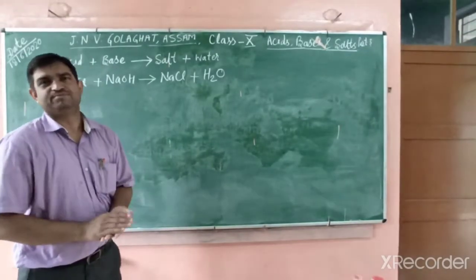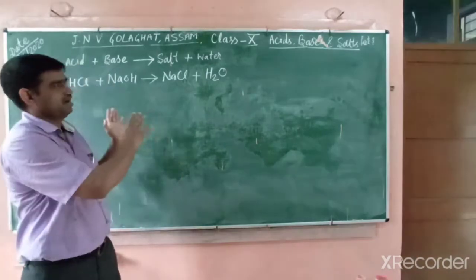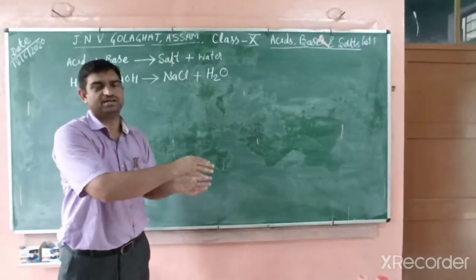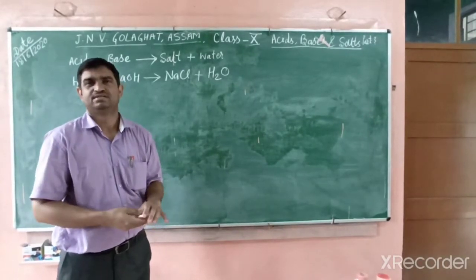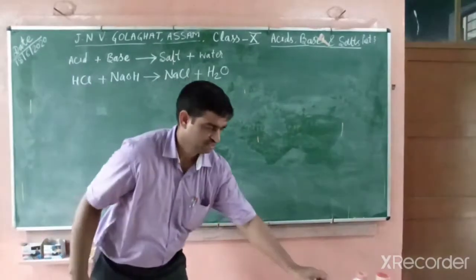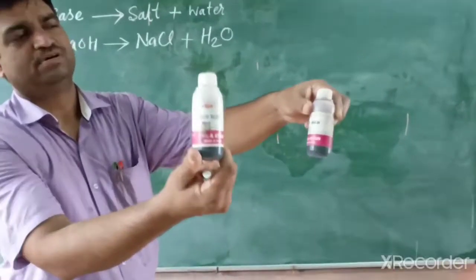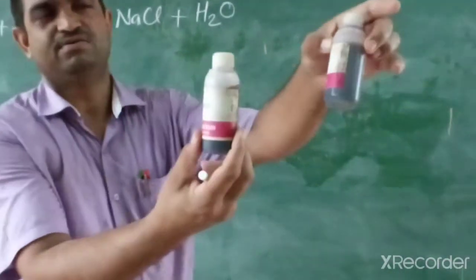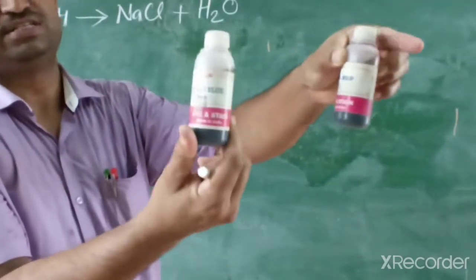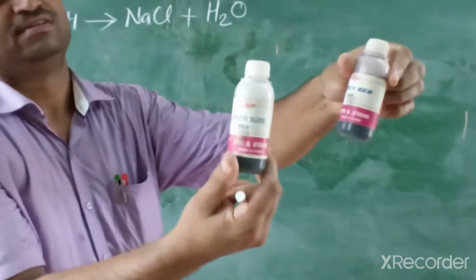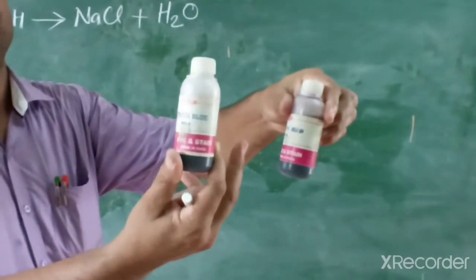Students, in our earlier video we studied acid, base and salts, and how we can identify whether a chemical is an acid or a base. We already studied different indicators, that is, natural indicators. These are natural indicators, litmus blue and litmus red. Both are purple in color, but when you mix them with an acid or a base, their color changes. In acid, they change into red color and in base they change into blue color.